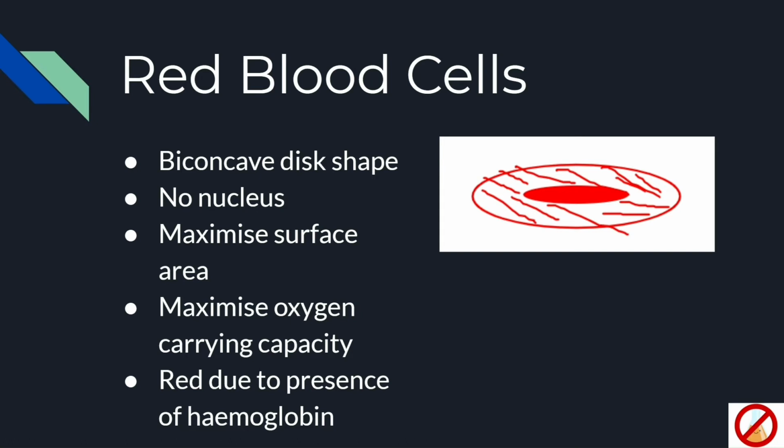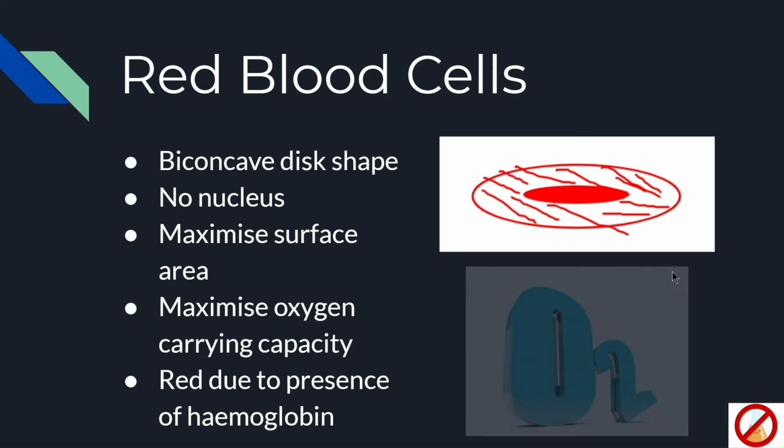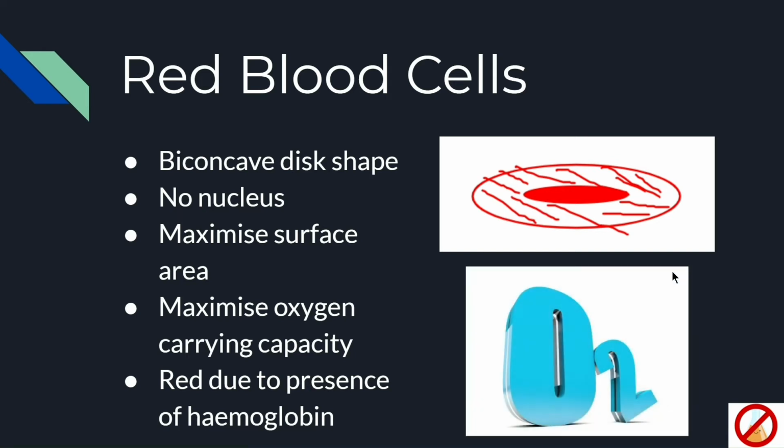The whole purpose of red blood cells is to be specialized in carrying oxygen in our blood. So here's the oxygen. We need to have as much oxygen as we can. Basically this cell is specialized in carrying oxygen. The reason it appears red is that it has a substance inside called hemoglobin. Hemoglobin is responsible for attracting oxygen to bind with the cell, so the red blood cell can transport it around the body.